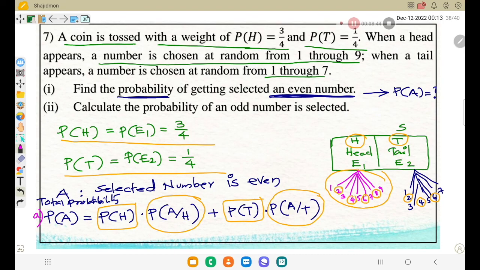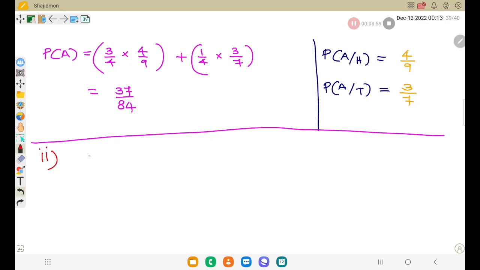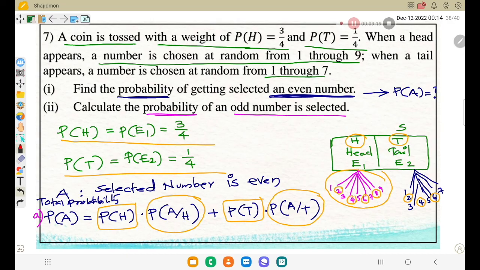Okay, now we are going to the second part. Calculate the probability that an odd number is selected. The first part was an even number, correct? Here an odd number is selected. So in the second part, I am defining an event B. B means what we can write? The selected number is odd, correct? Because that is a different question, so we are taking another event, that is B. The selected number is odd.